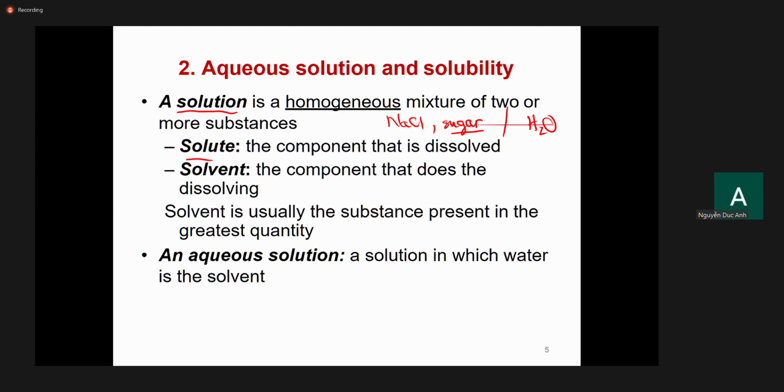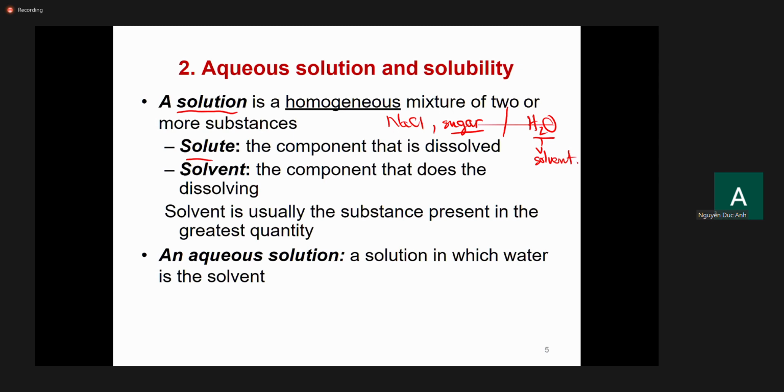And the one that does the dissolving, or makes the environment to dissolve the solute, we call it the solvent. So in sugar water, water is the solvent. And of course, in the case of a solution, the solvent will normally be present in the greatest quantity. You use a lot of water to dissolve the sugar or sodium chloride, much more than the solute.